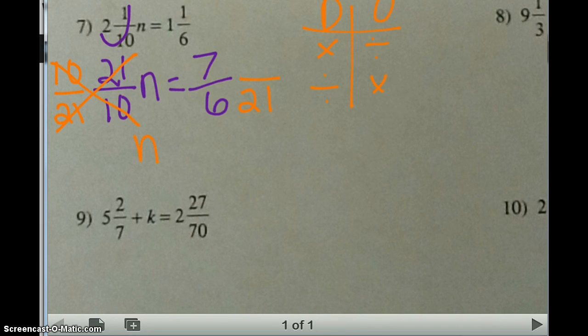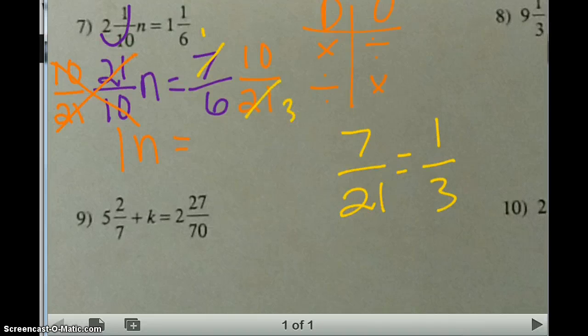Over here, I write the 10 on top. All right, so I've got 1n that equals 7 over 6 times 10 over 21. Holy moly, that's going to give me 70 over something. I don't know what that something is. It's a big number. So what can I do? I'm going to simplify right away. So 7 over 21, if I had that over here, I could simplify that to 1/3. So I'm going to do that. 1/3 and 10 over 6.